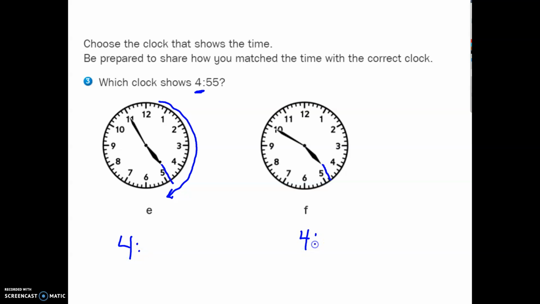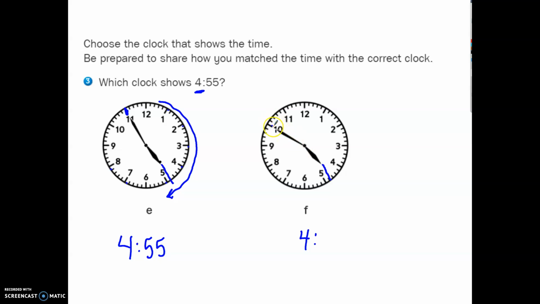So I need to focus on the minute hand. Here, the minute hand is pointing at this tick number. Remember, I can count by 5s at the tick numbers: 5, 10, 15, 20, 25, 30, 35, 40, 45, 50, 55.